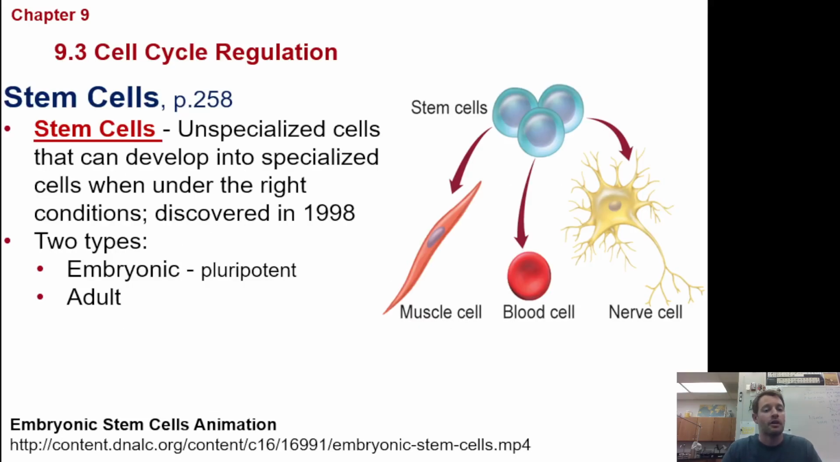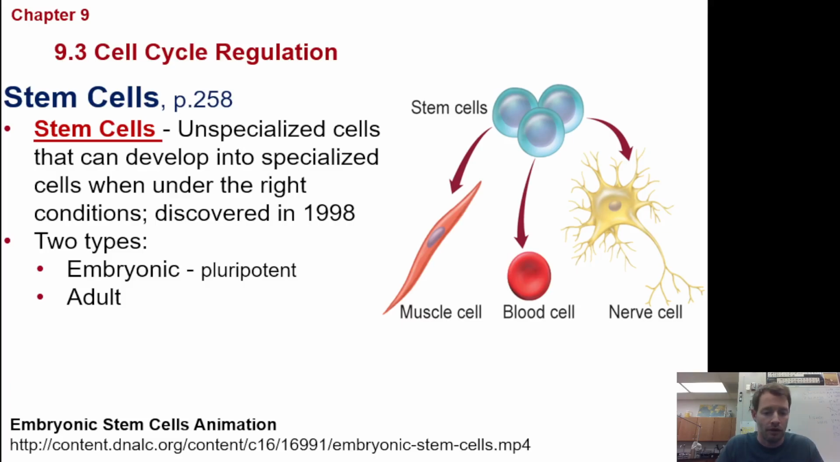There are special types of cells called stem cells. Stem cells are unspecialized cells that can develop into specialized cells under the right conditions. These were discovered in 1998 and they come in two different types: embryonic stem cells and adult stem cells. Embryonic stem cells are pluripotent, which means they can become different types of cells. They can be directed into muscle cells or blood cells or nerve cells. So if you have stem cells, you can replace different types of cells that otherwise wouldn't have been able to be replaced.